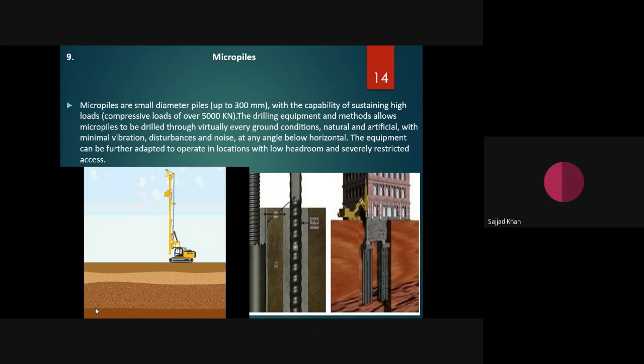So they insert micropiles here. First, insert a casing. After maximum depth, the rod is removed and reinforcing bar is placed inside.